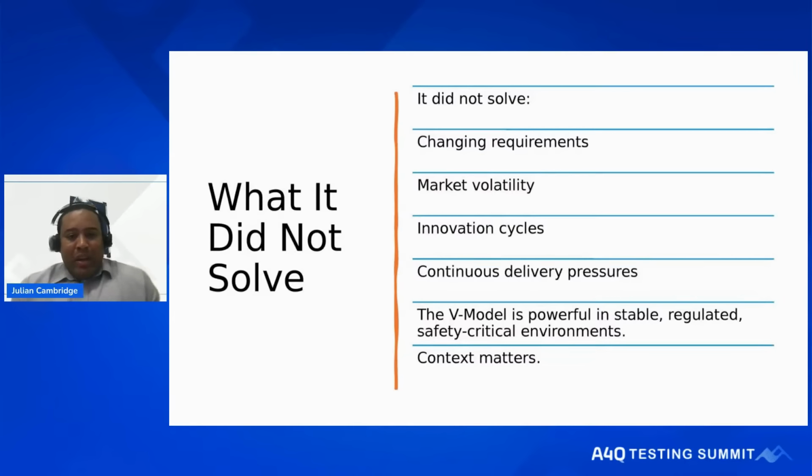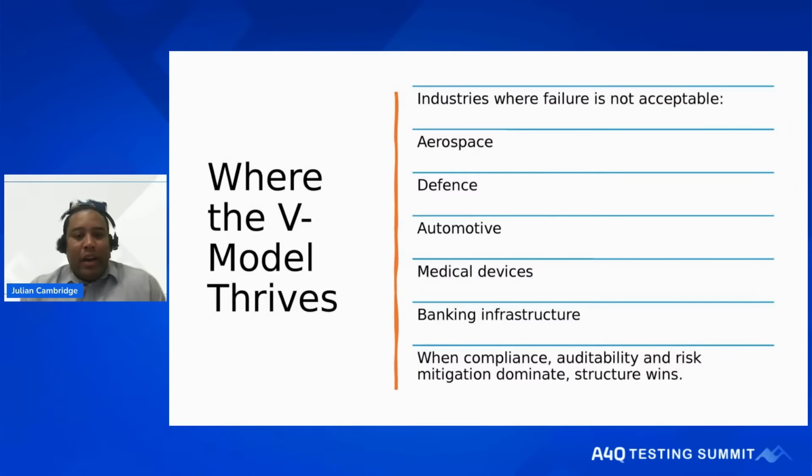Okay. But here's the honest question. What did it not solve? What did the V model not solve? Well, we look at changing requirements, short cycles, continuous delivery. DevOps is very much the buzzword of the last 10 to 15 years or so. Continuous integration, continuous deployment, sending code through the pipelines, testing, getting early feedback. Perhaps the V model or even sequential is not the right model for this. And this is where context does matter.